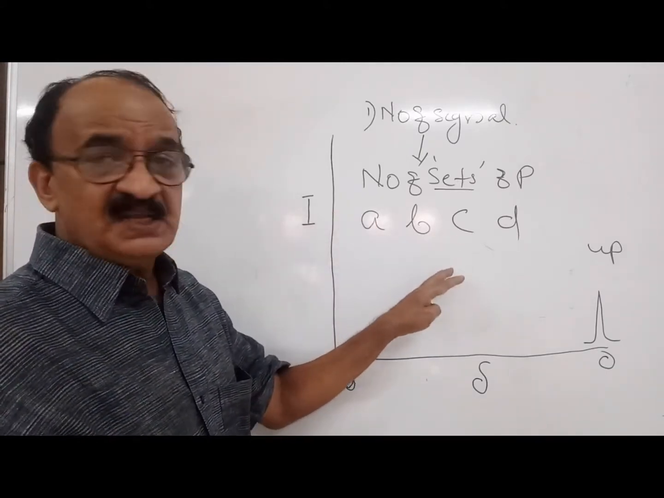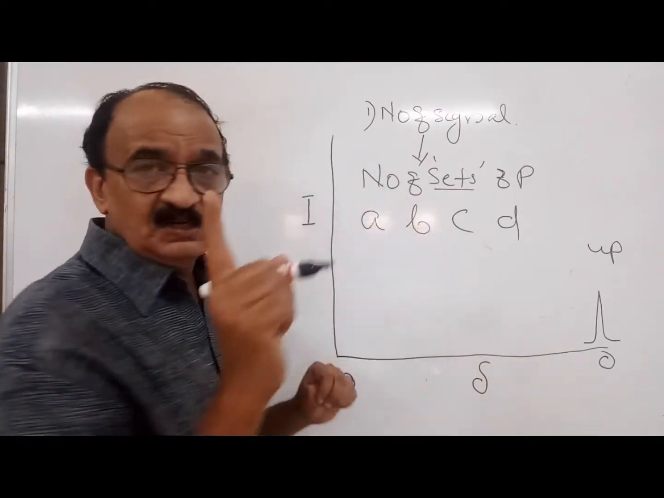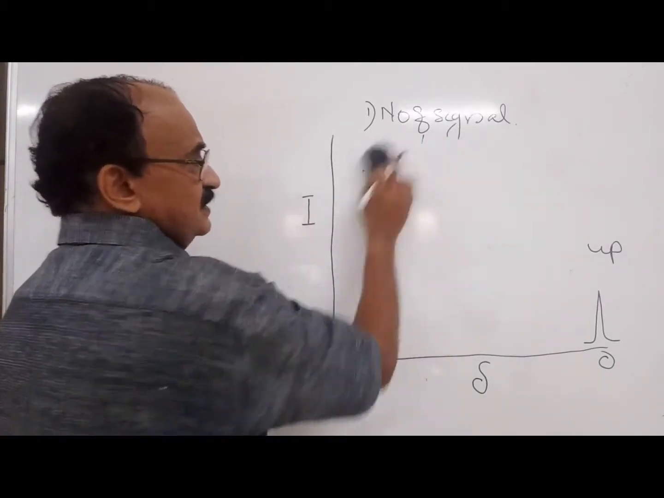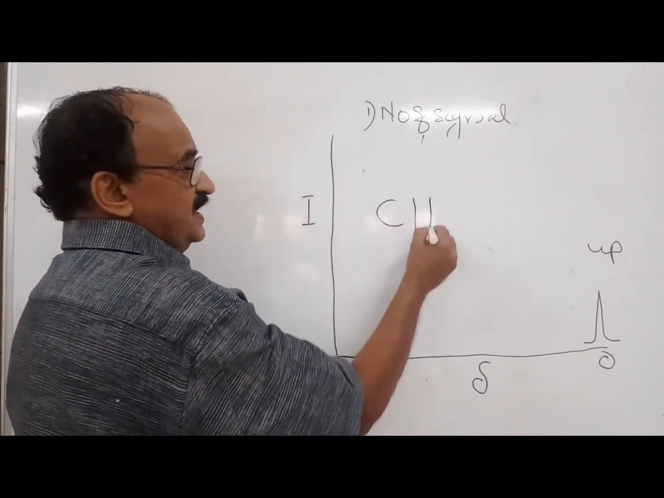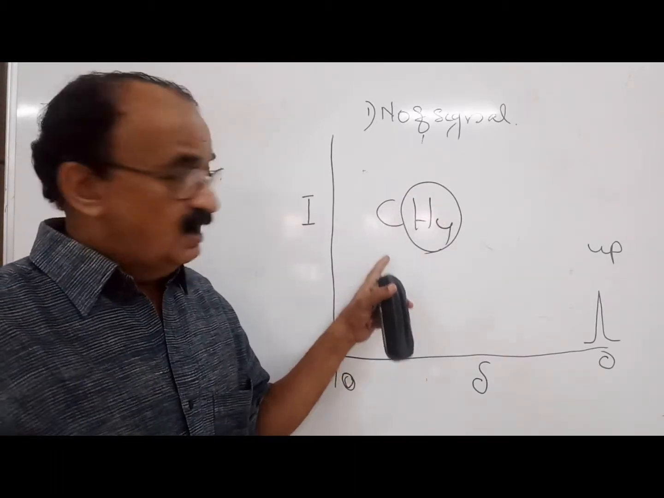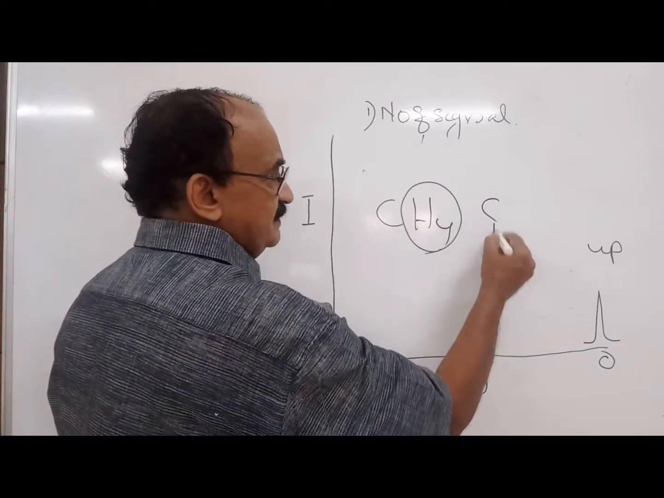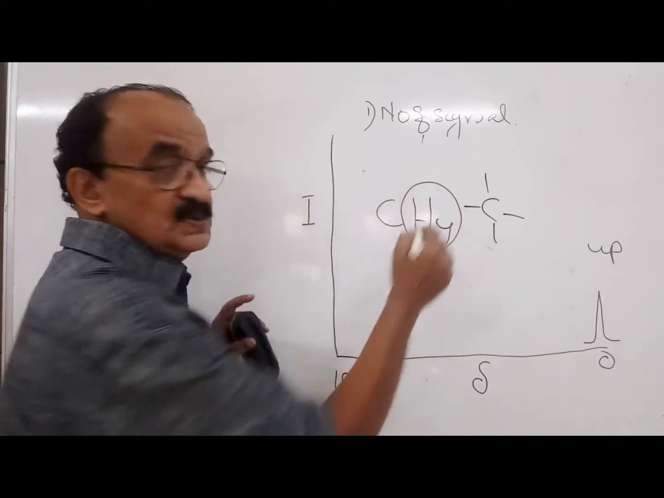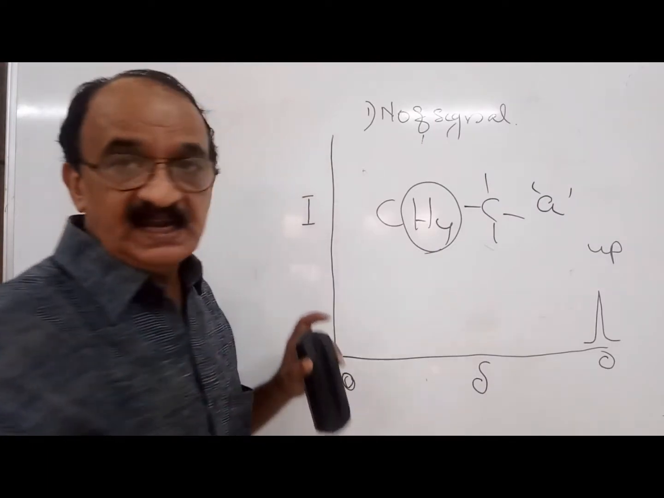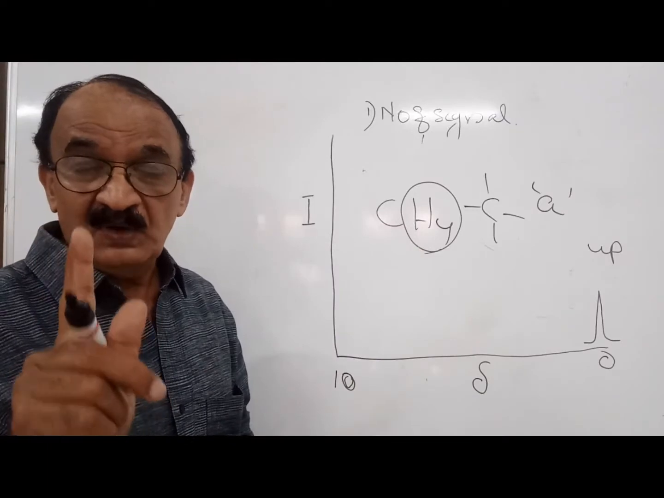Therefore, how many signals will we get? The number of signals depends on the number of sets of protons. If only one set of protons is present, we can expect only one signal. Right? For example, consider methane. How many protons? 4 protons. All the 4 hydrogen atoms are under similar chemical environment. Therefore, all the protons are identical, and hence they belong to one and the same category, that is A type. So it gives only one signal because it contains only one type of proton, not one proton, one type of proton.